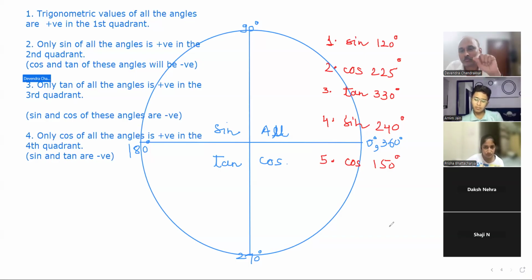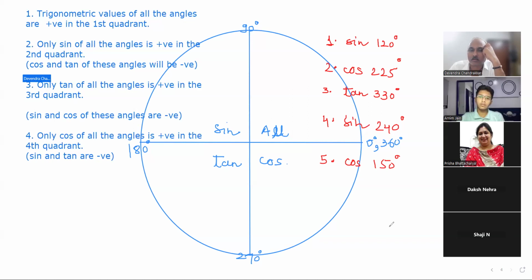Similarly, let's do this together. 225 degrees. What do you have to say about this, Arnim? 225 degrees lies in which quadrant? Third quadrant. In the third quadrant, which trigonometric value is positive? Tan. Very good. So this is cos of 225. So this will be positive or negative? Negative. Got it? All of you?